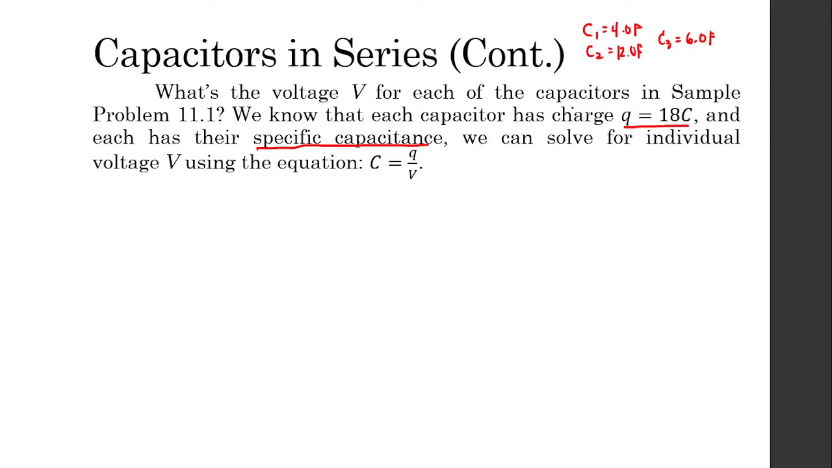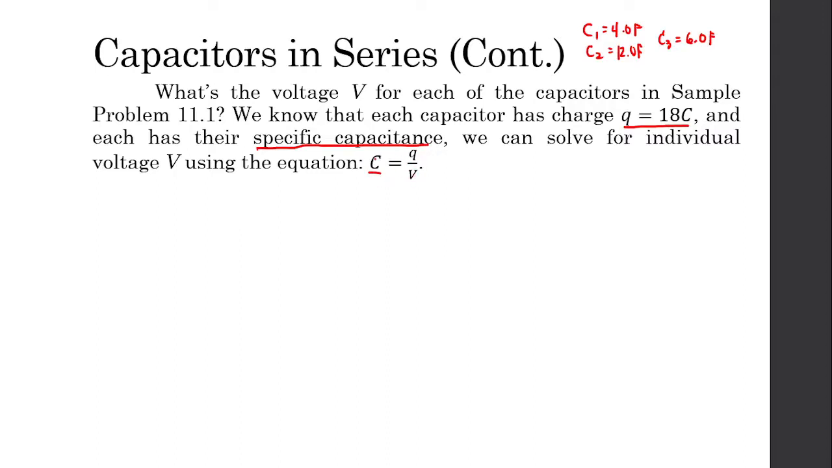So each of the capacitors has their own specific capacitance, and the charges for all the capacitors are equal, which is equal to 18 coulombs. By using this equation right here, capacitance is equal to Q over V.